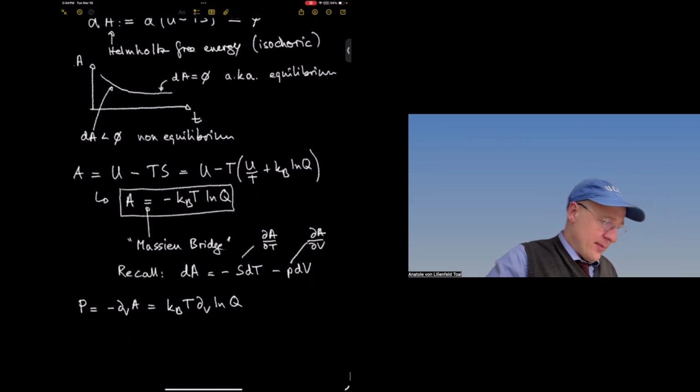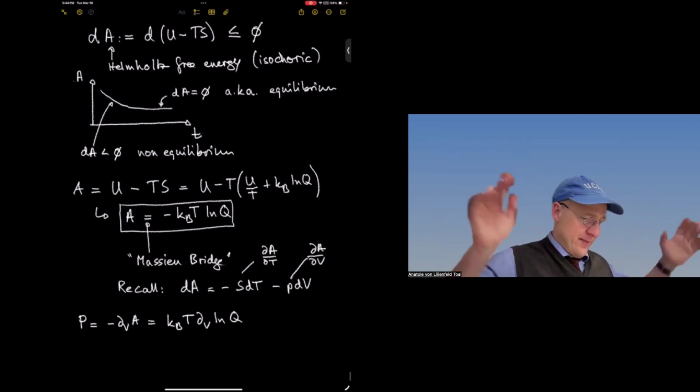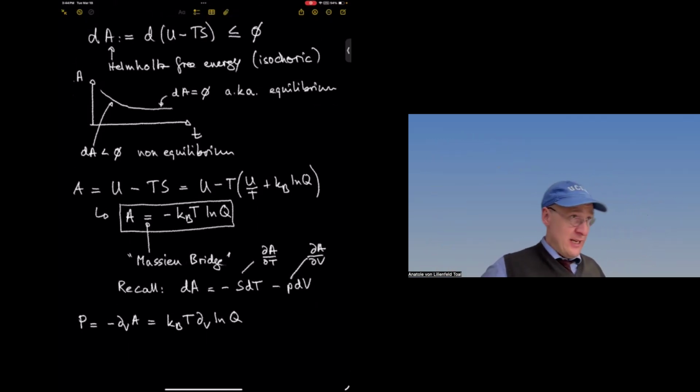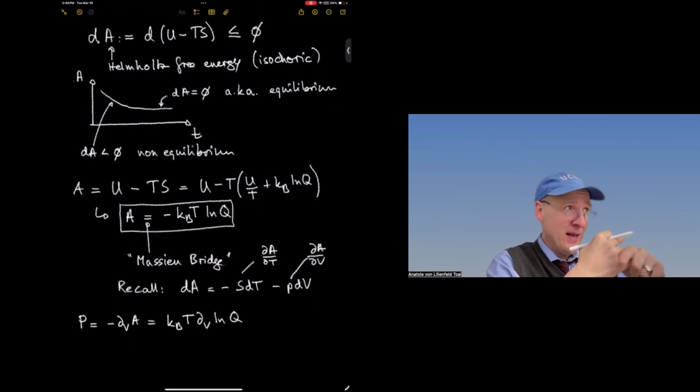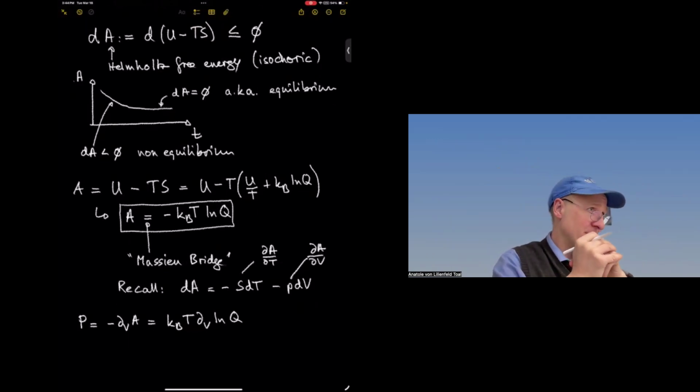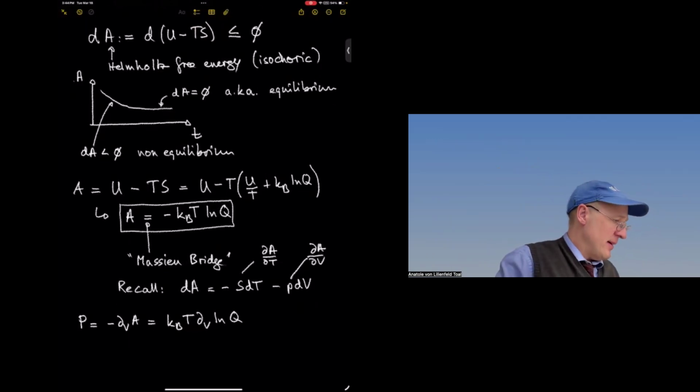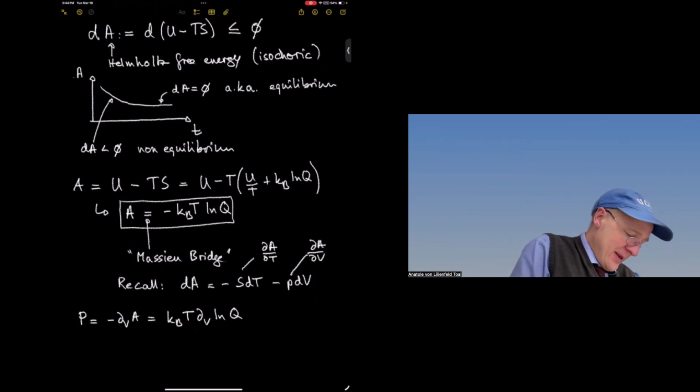So all of that is the isochoric regime, and in the 18th or 17th century, nobody cared about that. We wanted isobaric conditions, right? So we want the enthalpy. Enthalpy equals U plus PV.